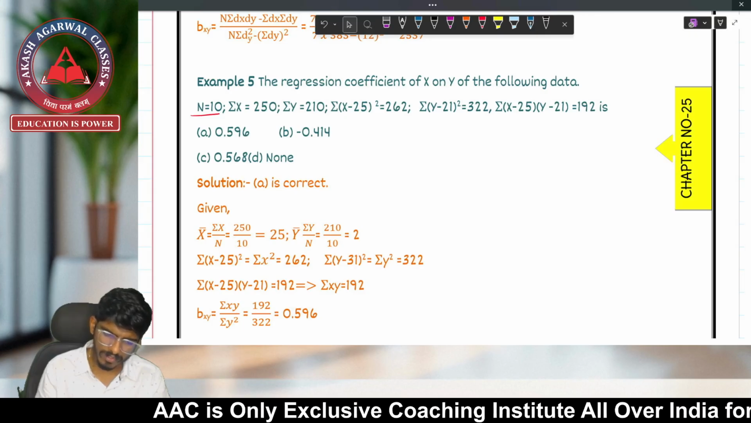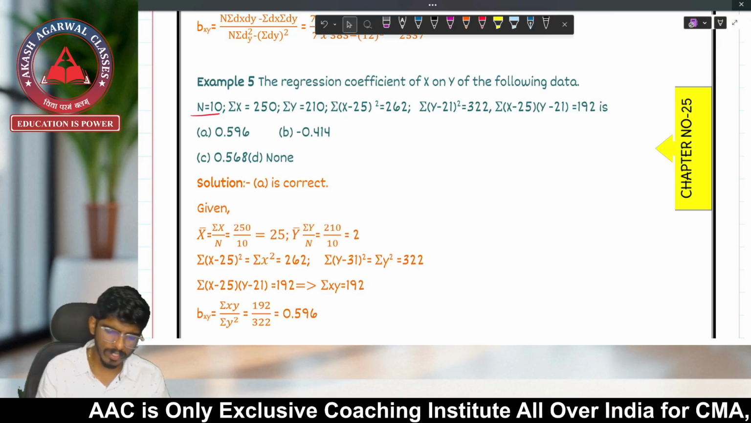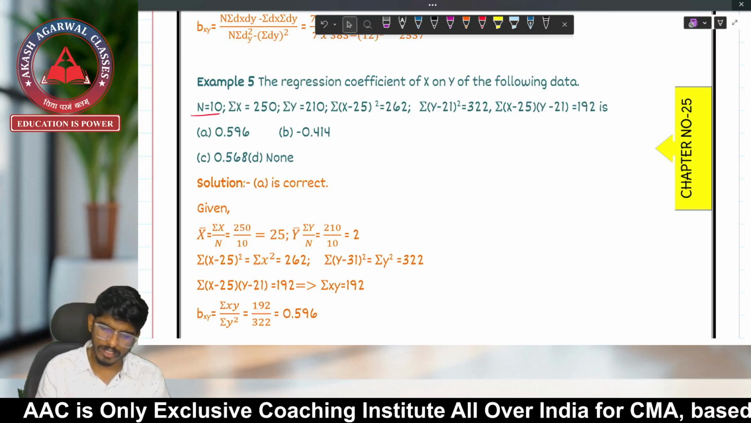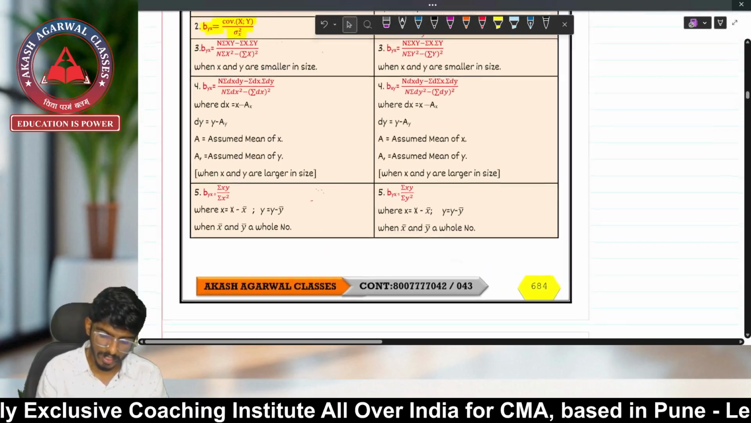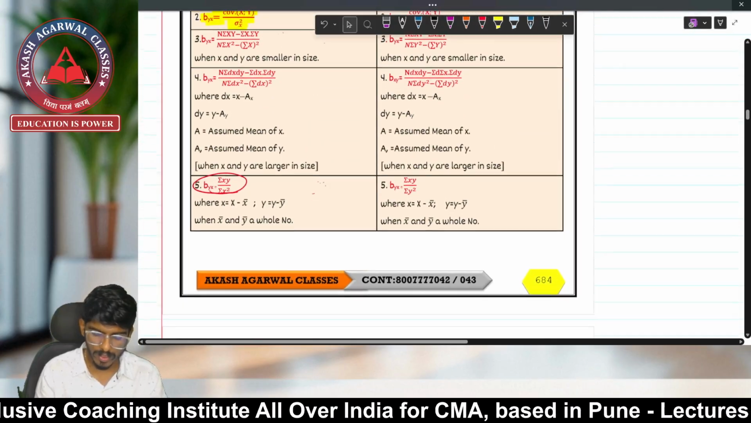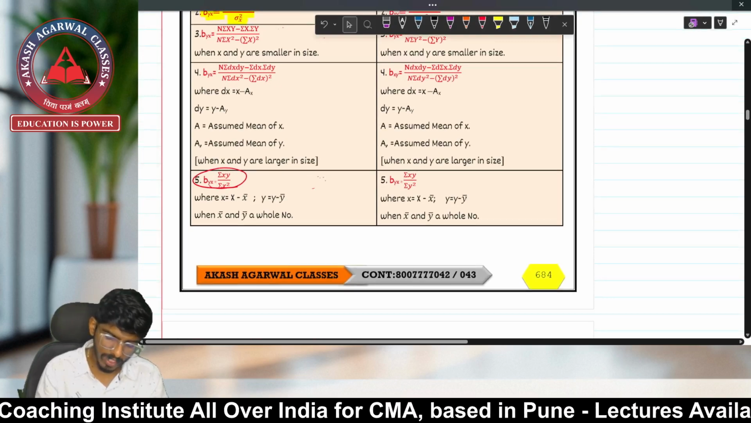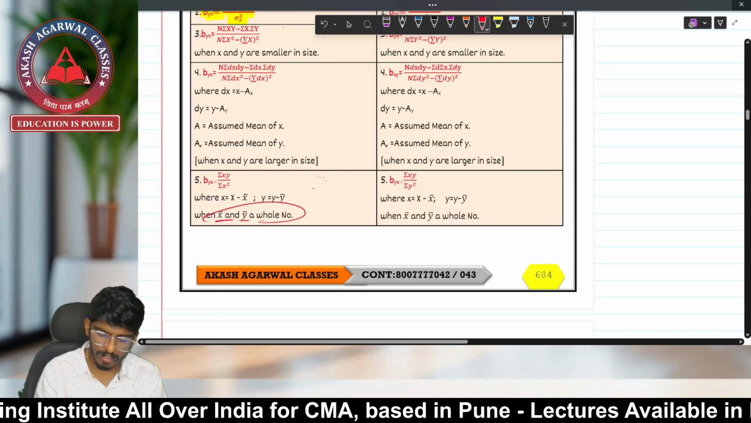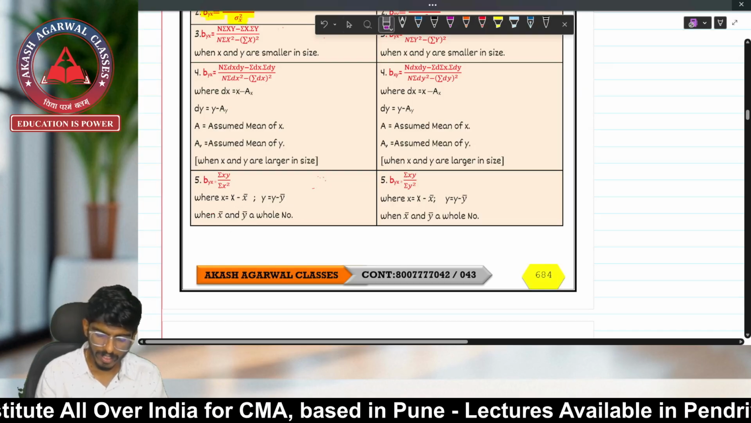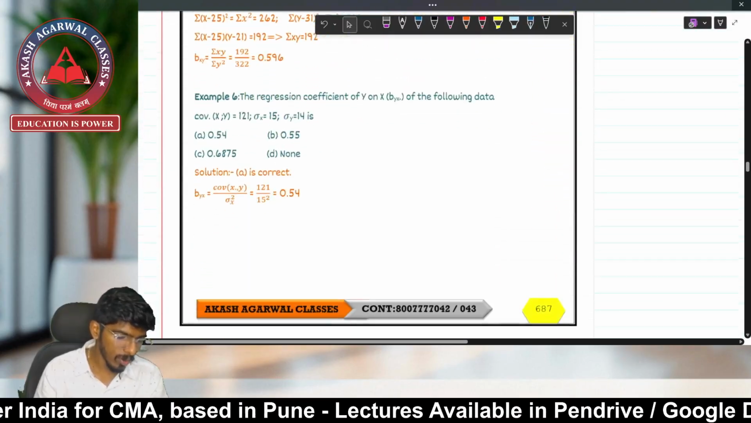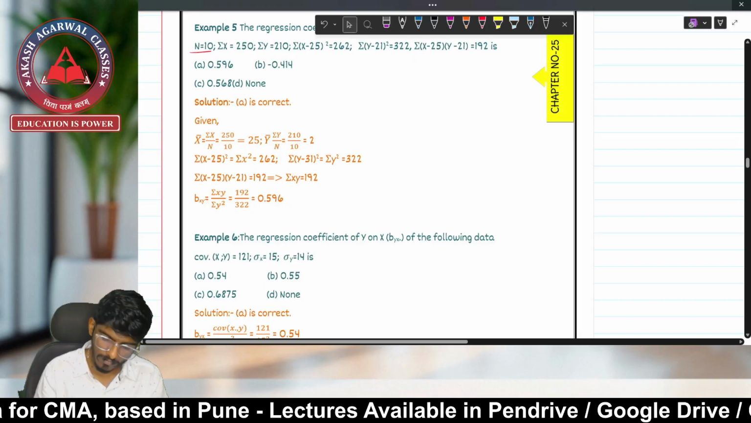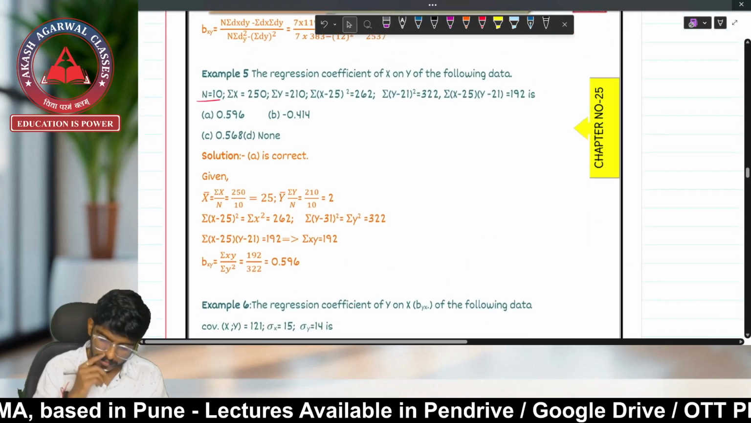Y on x, they have given us x bar, y bar, 1 upon n. Here they are using the last formula, summation of xy. They are first calculating xy. This can be used when x bar and y bar are whole numbers. That is, x and x bar are going to be whole numbers only. So yeah, this is the formula.